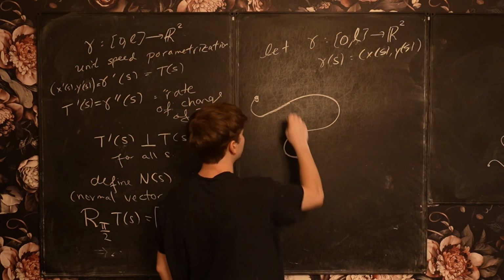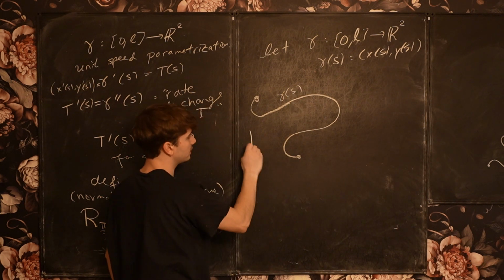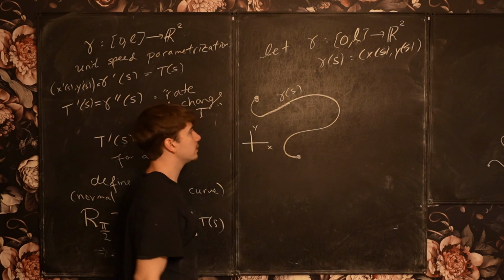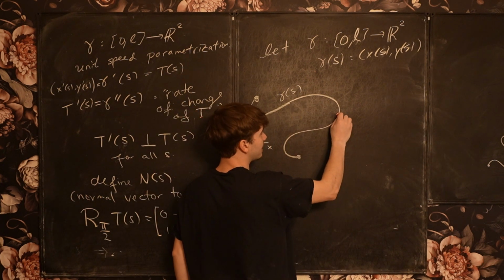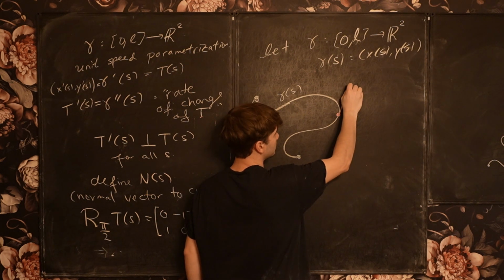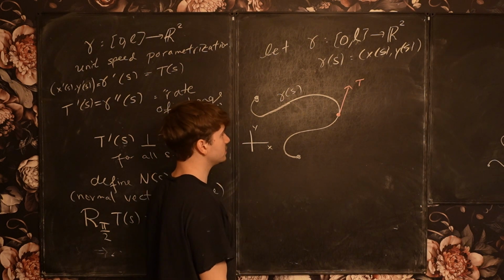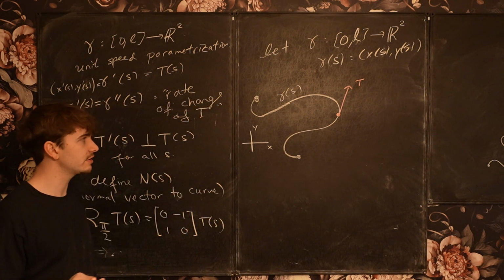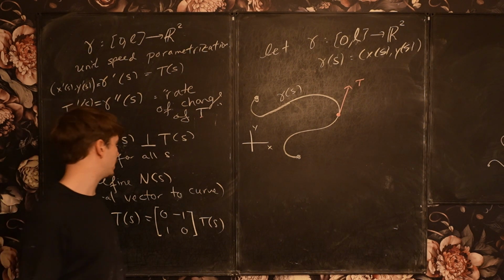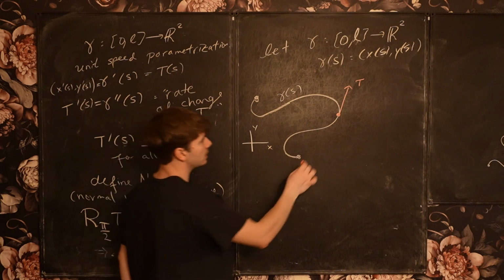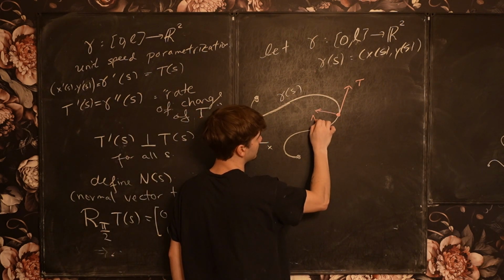Okay, so here's gamma of s in the plane xy. And now, let's suppose that I have my tangent vector t to the curve. Okay. So now I'm going to rotate this tangent vector by 90 degrees counterclockwise. So I rotate this tangent vector 90 degrees counterclockwise to get the normal vector.